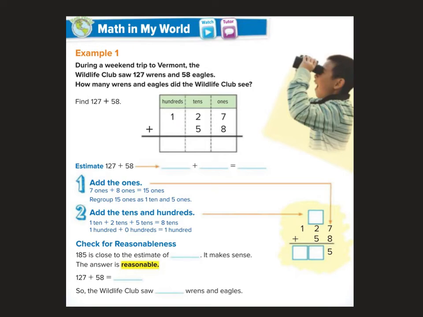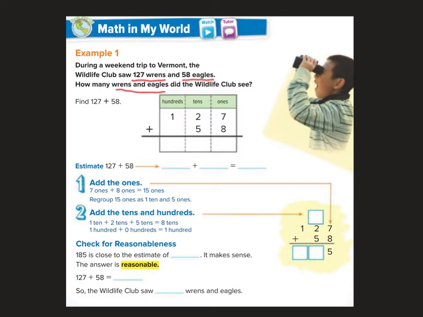Example 1. During a week trip to Vermont, the Wildlife Club saw 127 wrens, a wren is a type of bird, and 58 eagles. How many wrens and eagles did the Wildlife Club see? We're going to find 127 plus 58.